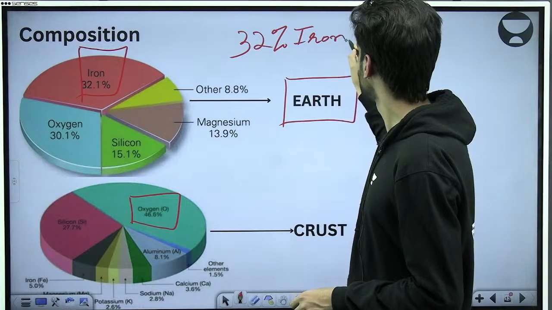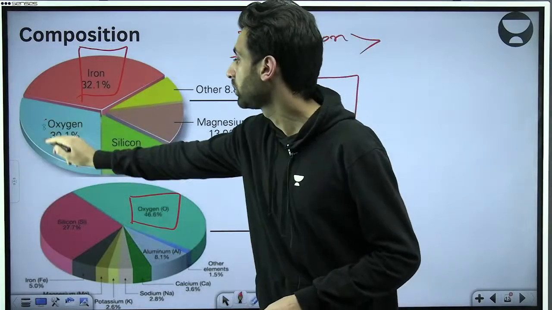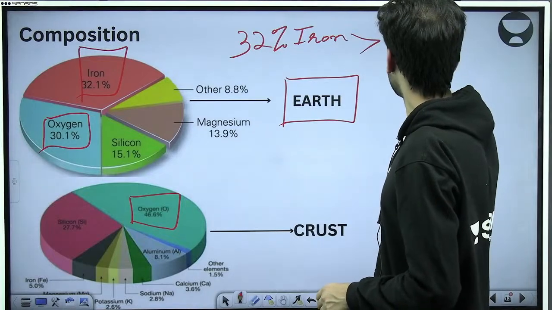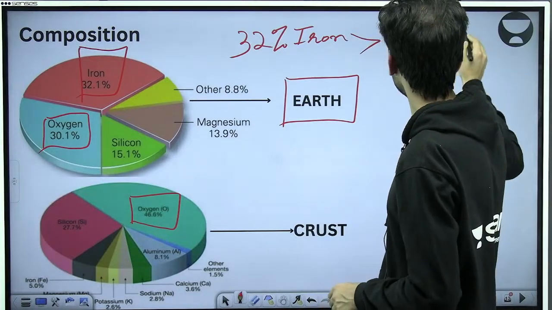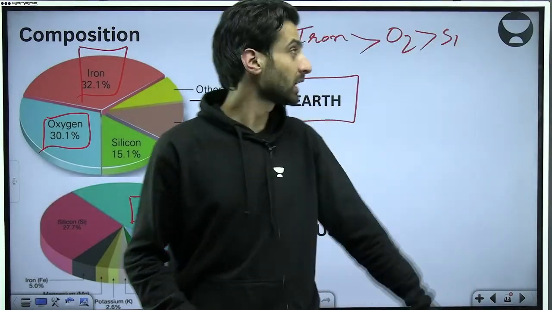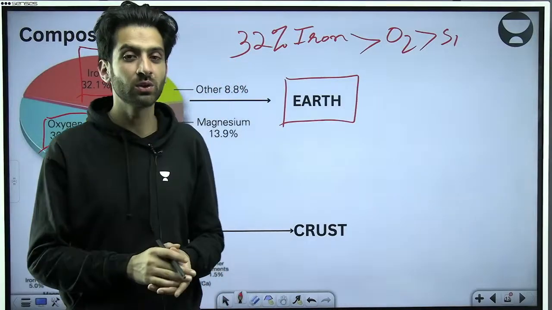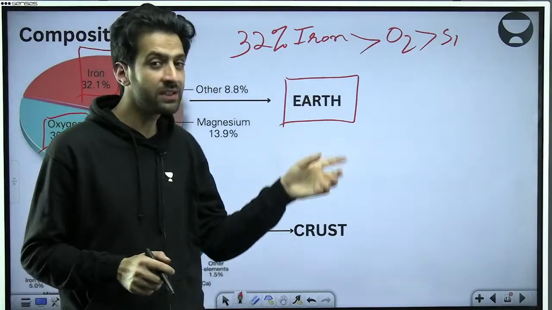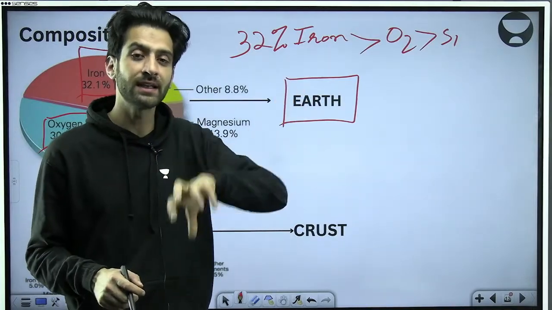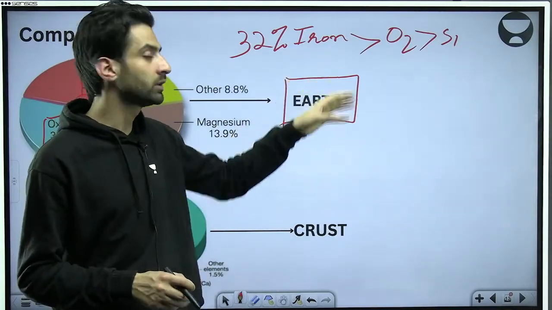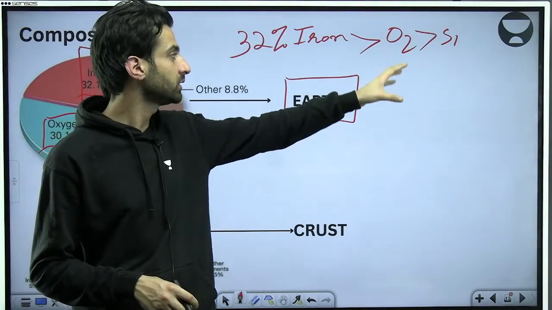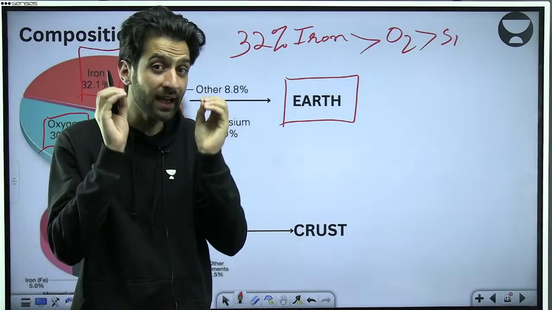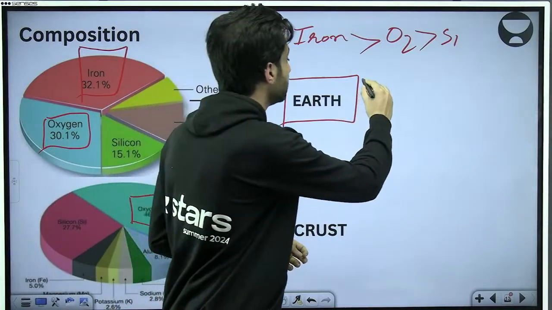That is the main, followed by oxygen. And at the end, you will have silicon and then others in minute quantities. This is how you should know, because UPSC won't usually ask you the quantity of these minerals, but it might ask you to arrange these in ascending or descending order. This is the descending order: maximum iron, then oxygen, and finally silicon. This is the composition of the entire earth. Make sure you know what is being asked: entire earth.